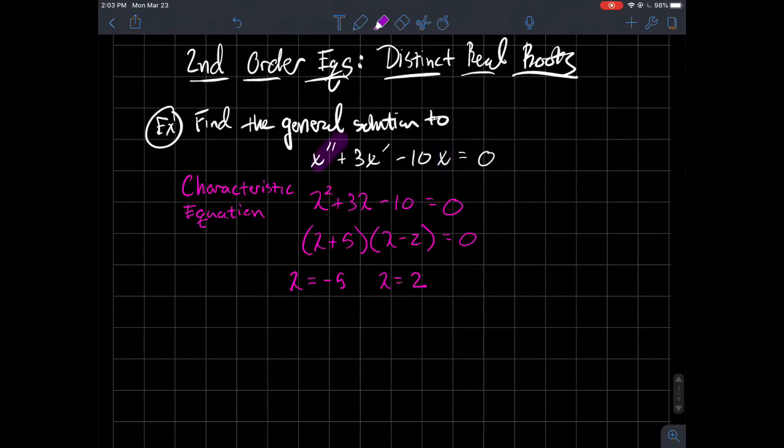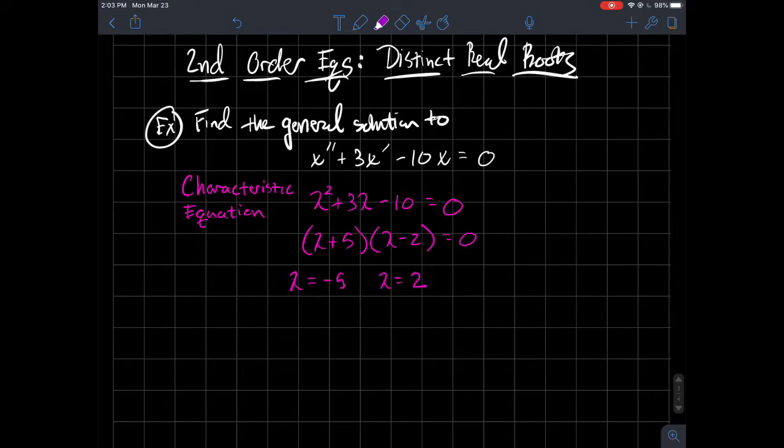Anyway, think of this as lambda to the second, lambda to the first. There's no lambda here, think of it as there's no prime, so lambda to the 0. Anyway, this is the corresponding characteristic equation. In this case, it's nice. It's always going to be quadratic for us for right now, and it factors. So if it doesn't factor, just try the quadratic formula. Anyway, you get lambda is -5 and lambda is 2.